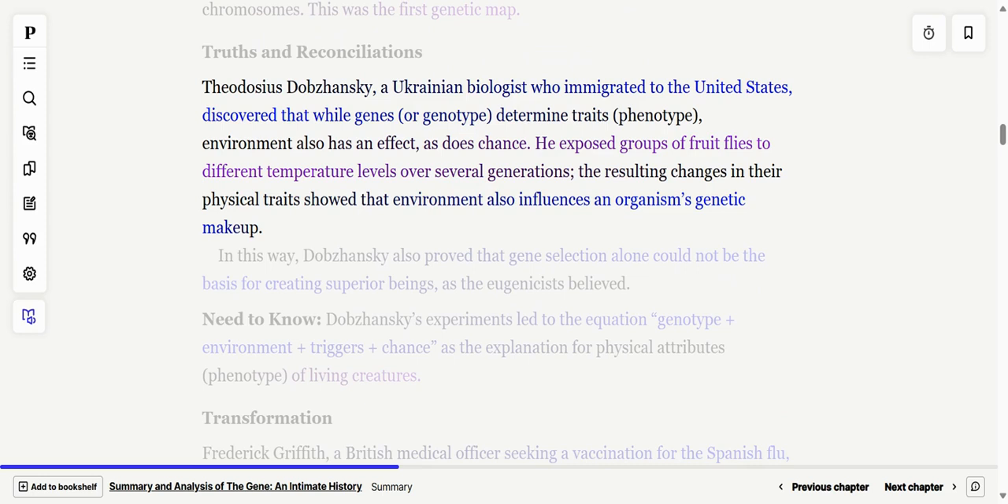In this way, Dobzhansky also proved that gene selection alone could not be the basis for creating superior beings, as the eugenicists believed. Need to know: Dobzhansky's experiments led to the equation genotype plus environment plus triggers plus chance as the explanation for physical attributes, phenotype, of living creatures.